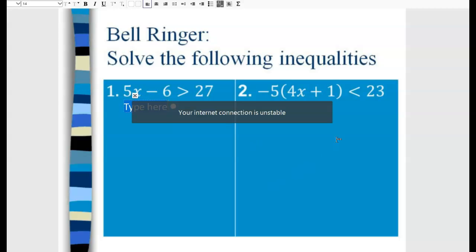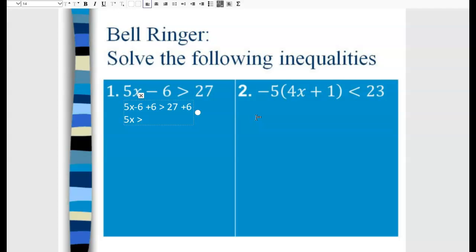So you have 5x minus 6 greater than 27. So we have 5x minus 6 plus 6 greater than 27 plus 6. Then you have 5x greater than 27 plus 6, which is 33. Divide both sides by 5, and you get x is greater than 33/5, or 6.6.